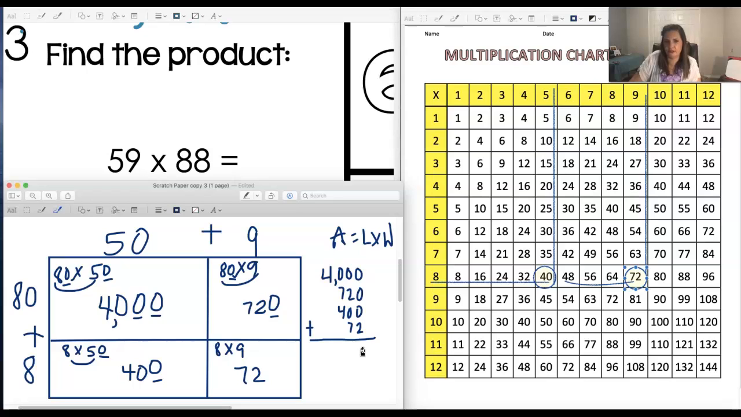0 plus 0 plus 0 plus 2 equals 2. 0 plus 2 plus 0 plus 7 equals 9. 0 plus 7 plus 4 equals 11. Bundle my other 10 and move it up. 1 plus 4 equals 5. Count the digits, 1, 2, 3, and put your comma.